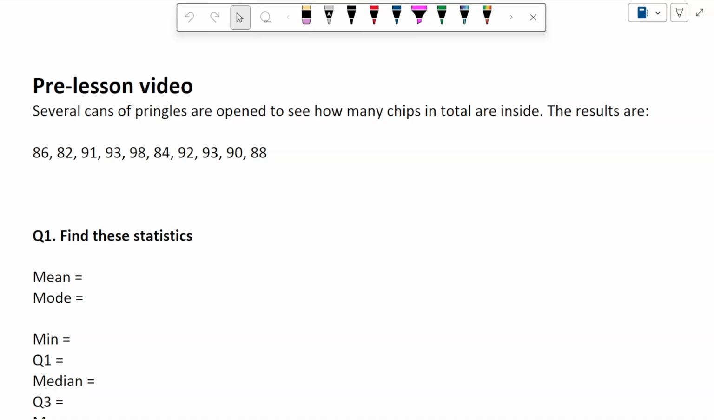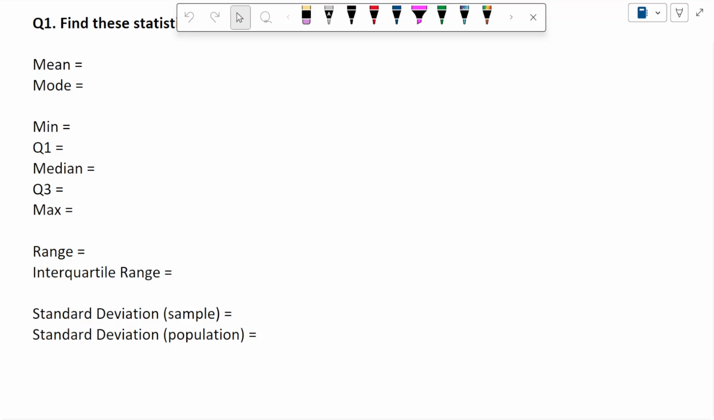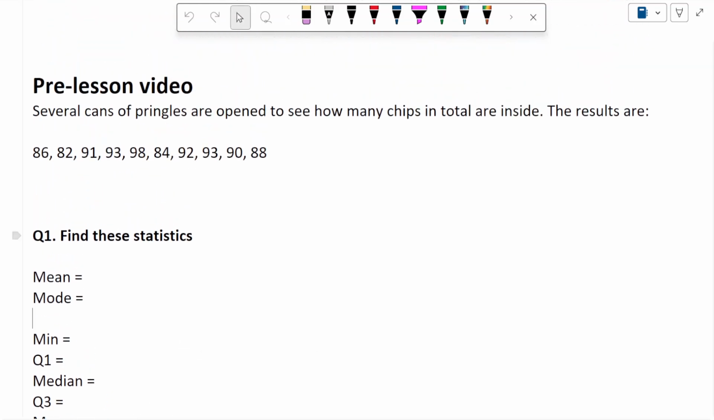Alright, in this video we're reviewing statistics and we'll touch on something new called standard deviation. So to calculate the mean of a data set like this, chips in Pringle cans, we have to add up all the numbers and then divide by the total number of cans we looked at.